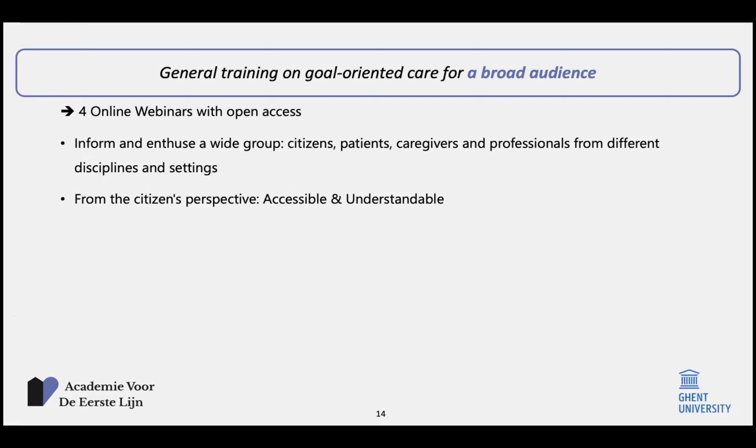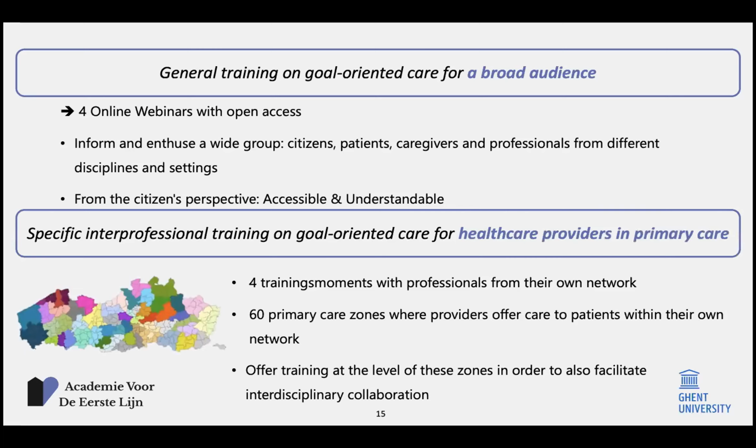So these webinars have the goal just to inform and enthuse a wide group of people who are curious about the concept. They have the characteristic that they are made from a citizen's perspective, so they will be very accessible, understandable and open to everyone: citizens, patients, their informal caregivers, professionals, and so on. Then the specific training is a more profound training for healthcare providers working in primary care.